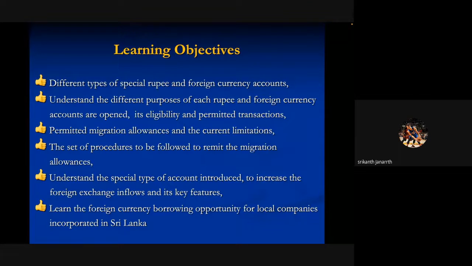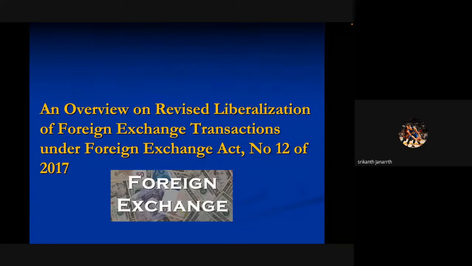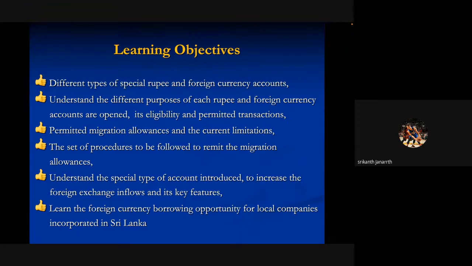So the learning objective for session 6. We have completed session 5, and now we are moving on to session 6. You can see the same title I have given, an overview of revised liberalization of foreign aid, because the entire foreign currency account regulations were revised last March. You need to be aware of this. The learning objective is also very lengthy because we are covering so many accounts. It's not simply permitted credits and debits; you have to carefully understand each account.